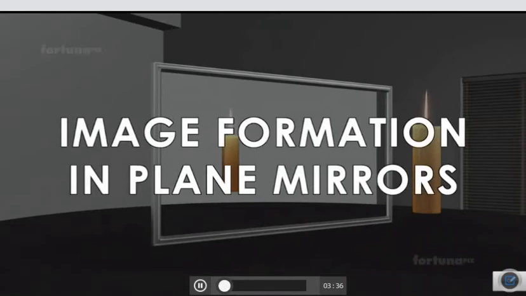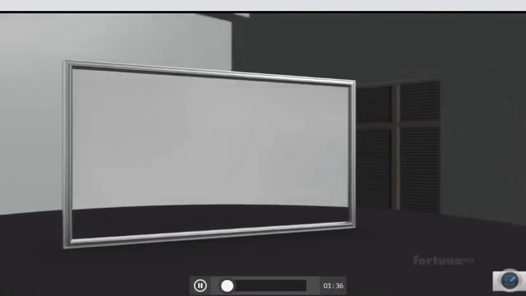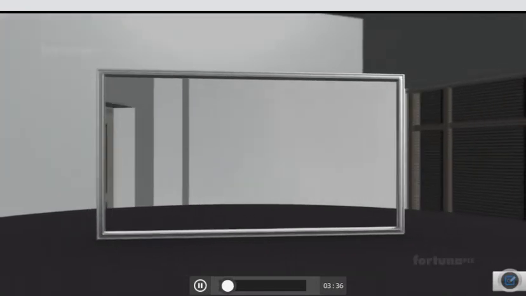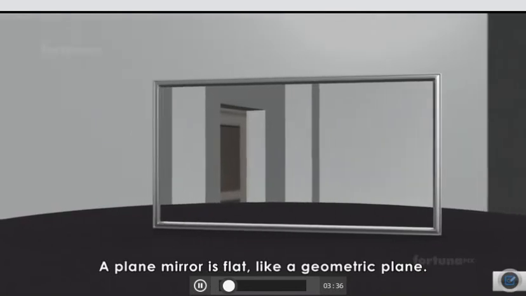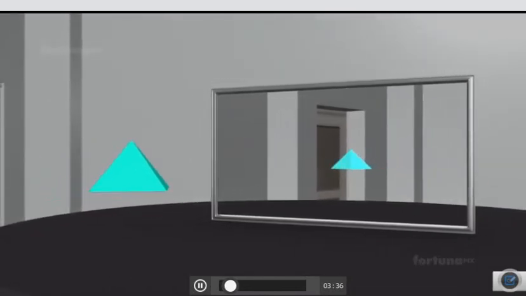Image formation in plane mirrors. A mirror is a polished surface that reflects light waves. A plane mirror is flat, like a geometric plane. When a ray of light strikes a plane mirror, the direction is changed so that the ray passes back in the direction from which it originated.